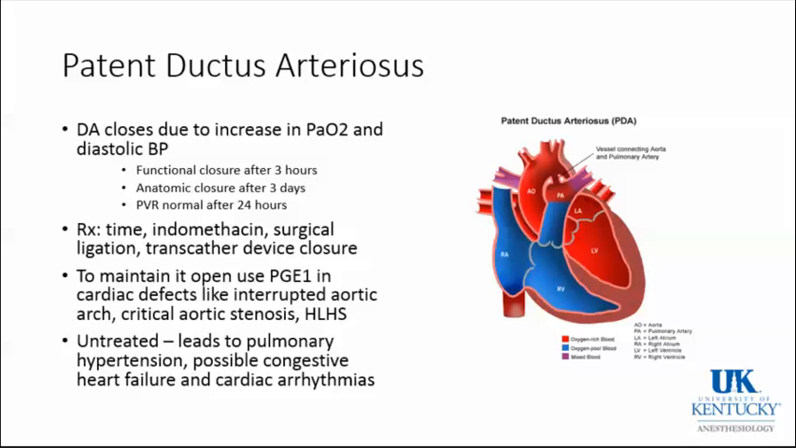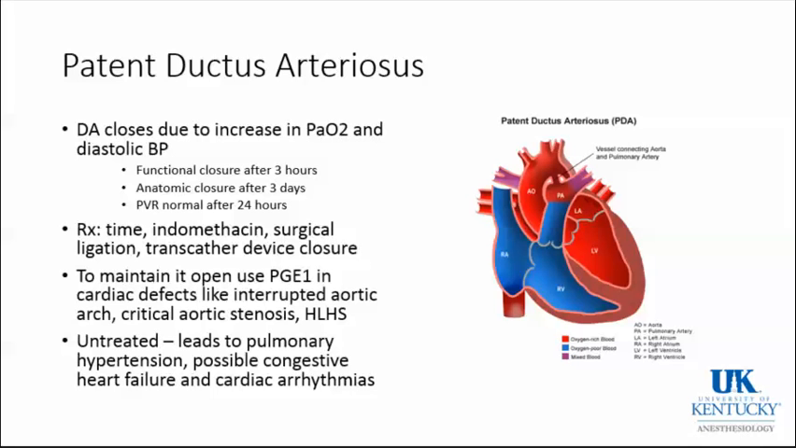But what would happen if you don't close the patent ductus arteriosus and let it be the way it is? Then these children could have pulmonary hypertension, possible congestive heart failure, depending on the amount of blood that's been shunted through the ductus arteriosus, can also give rise to arrhythmias.